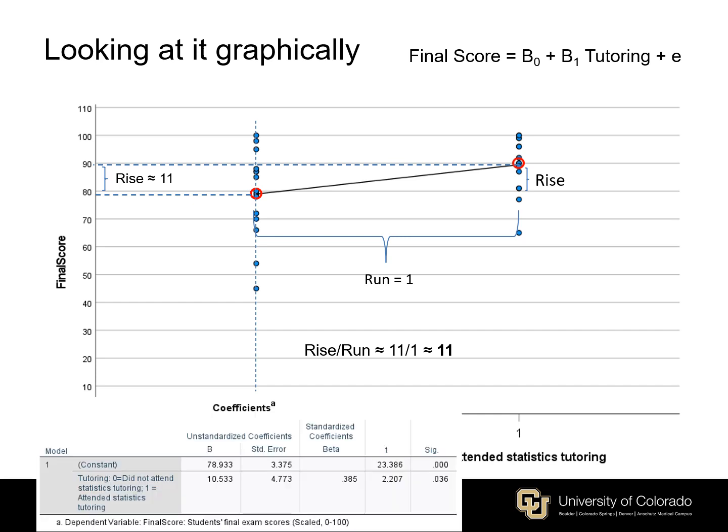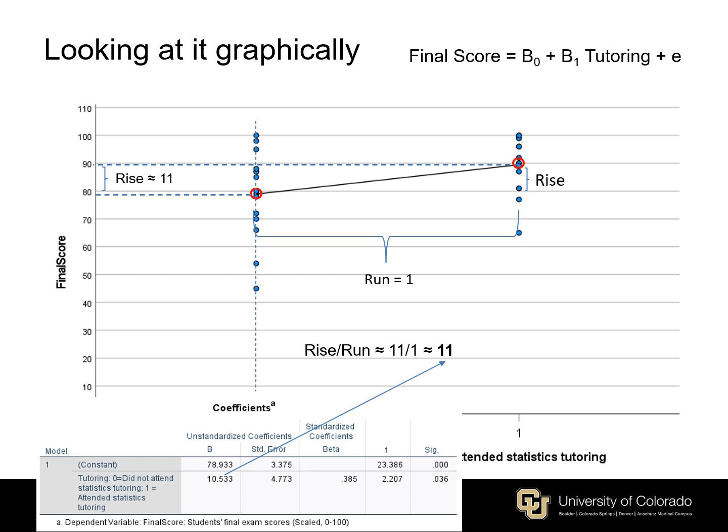This corresponds nicely to the regression output for this particular model, where we saw that the effect of tutoring was 10.53 points. And again, that effect of tutoring is just the mean difference between the groups who did tutoring and did not. And that, of course, is confirmed here by the scatter plot.